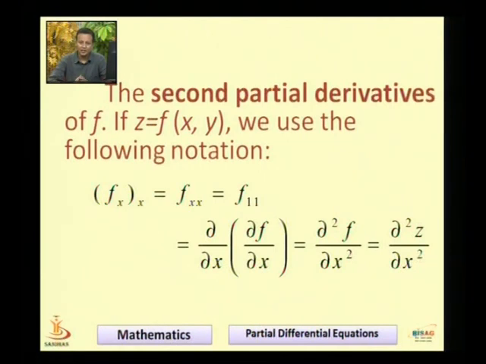So if z equal to f of x, y, we use the following notations. Fxx means already we have obtained the first order partial derivative fx, and we differentiate the expression fx with respect to x again. That will be denoted by fxx or f11 or del by del x of del f by del x. That is also denoted by del square f by del x square, or, as the function is z equal to f of x, y, del square z by del x square.